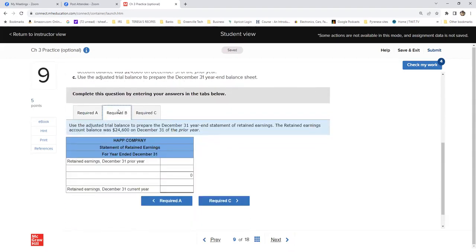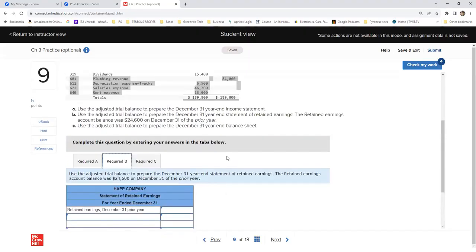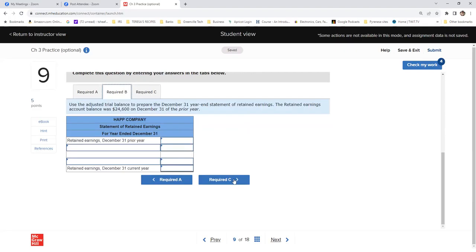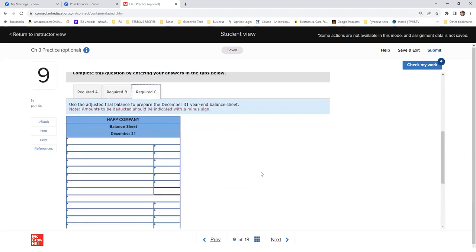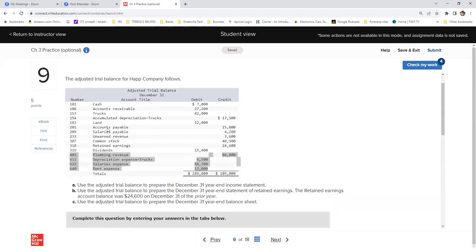Let's see what requirement B is. Probably statement of retained earnings. Yeah, you should know how to do that. It tells you that the account balance was 24,600 of the prior year. So now you just have to add in your net profit and then subtract out your dividends like you did before. I'm not going to go into detail on this because you've done it before. And then you put together your balance sheet. And again, everything's given to you up here, except you're going to have to put in the new retained earnings.